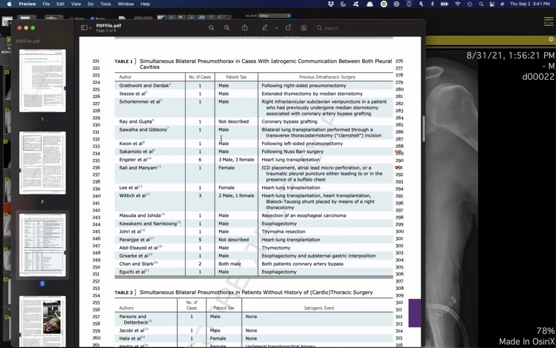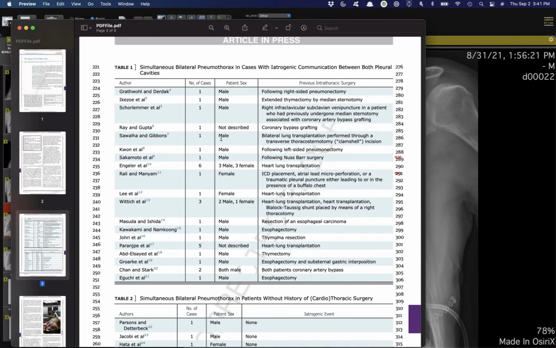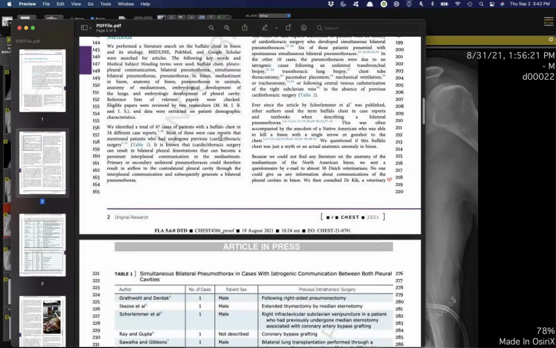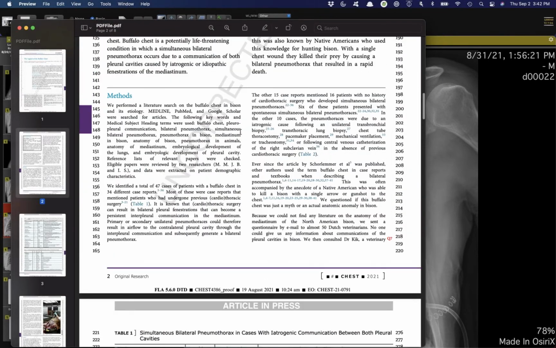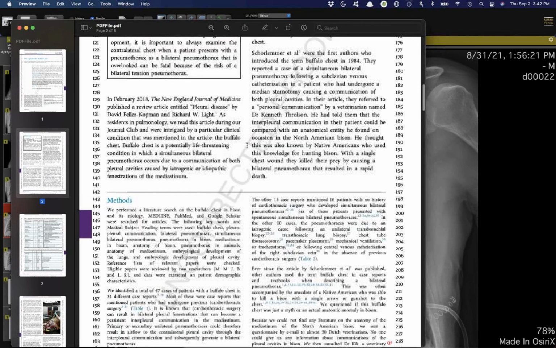And it all stems from one article in 1984, from a personal communication with a veterinarian in Arizona who told the anecdote. So it's entertaining if you want to read it.